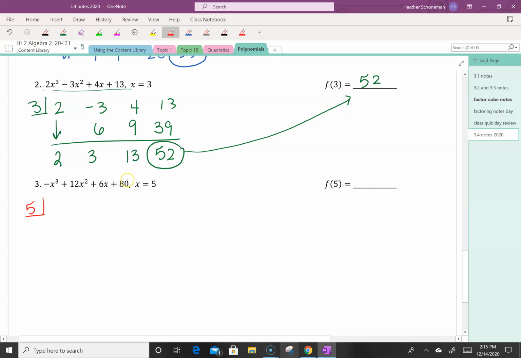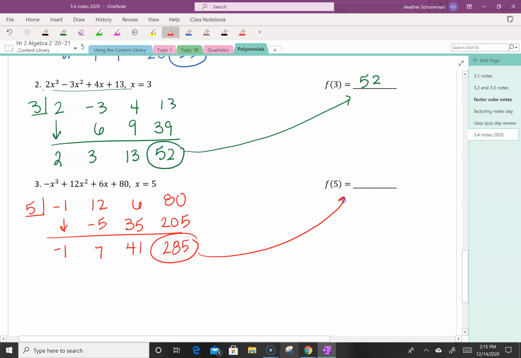I've got cubed, squared, x, number, so I don't have to use a placeholder, so I'm going to have -1, 12, 6, 80. So the -1 comes straight down. Multiply and get -5. Add and get 7. Multiply and get 35. Add and get 41. Multiply and get 205. Add and get 285. So if I plugged in 5 and evaluated that function at 5, I would get 285. That's all we're doing with synthetic division.